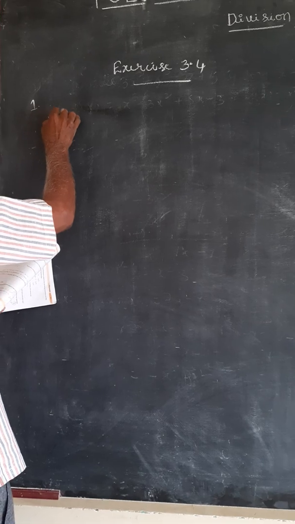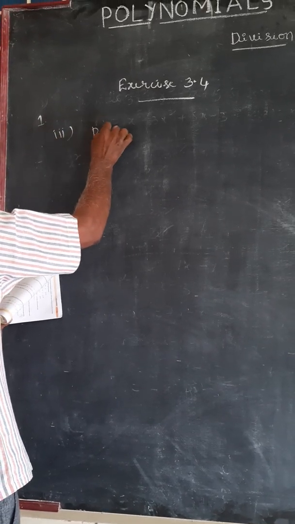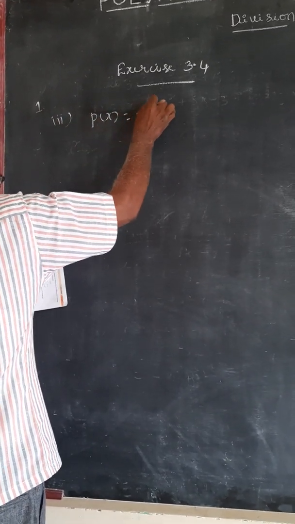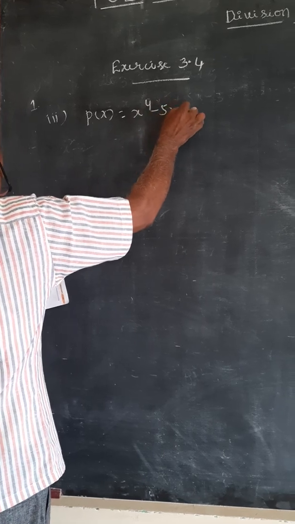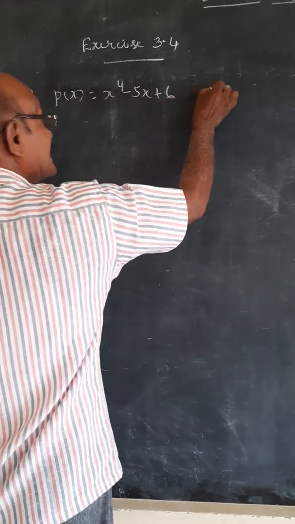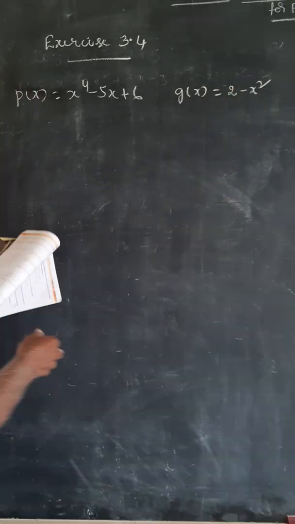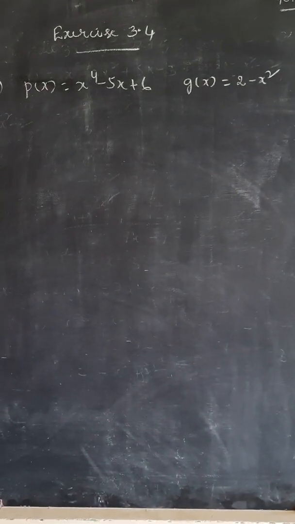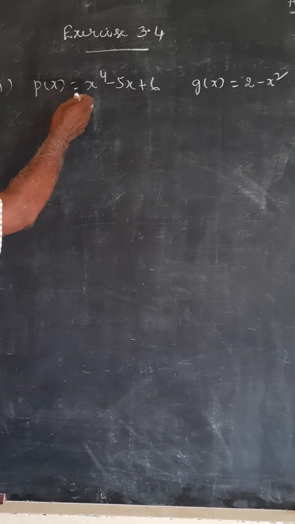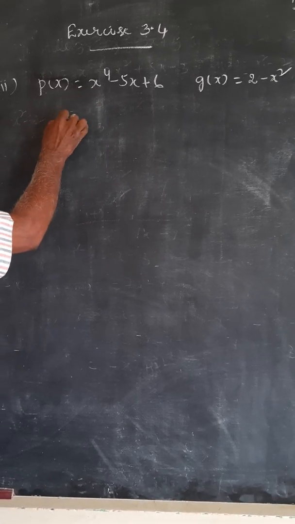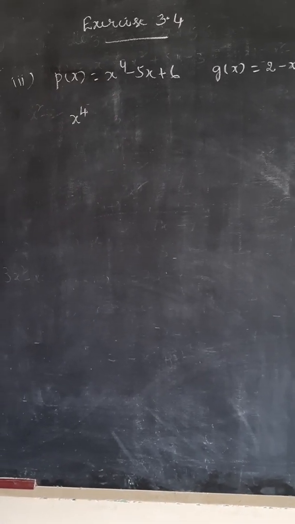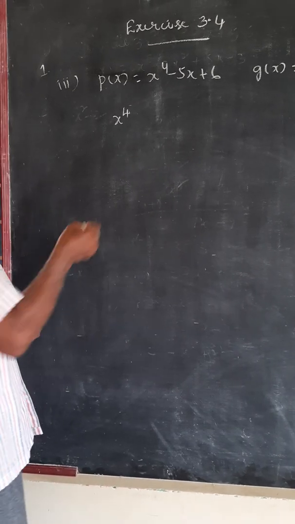Third bit I will explain. Polynomial p(x) is equal to x power 4 minus 5x plus 6. g(x) is equal to 2 minus x square. What is the polynomial that is dividend? x power 4. What is the next term? x cube term. But x cube term is not there.